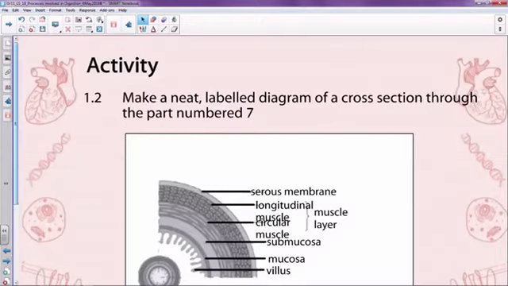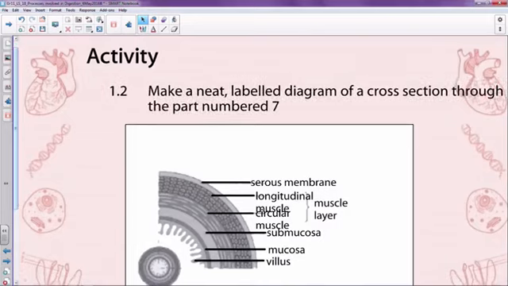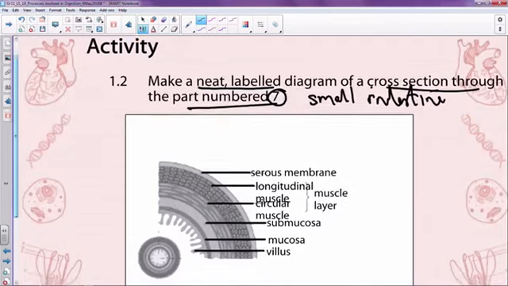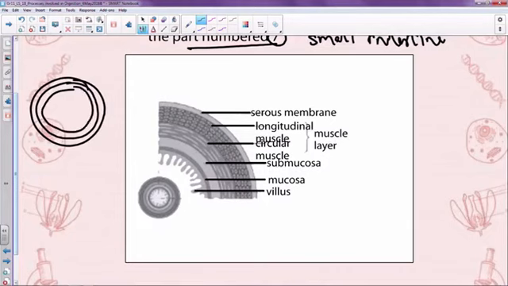Okay, so here, and this is quite an important question to look at. Make a neat labeled diagram of the cross section through part number 7. Part number 7 was the small intestine. So here you're required to draw a cross section through the small intestine. And guys, it's a very important part of the digestive system that we need to understand the structure of quite well. So remember that the small intestine is a circular structure. If we take a cross section through it, you've got to show layers with concentric rings, and I'm just trying to very quickly illustrate to you what it should look like.